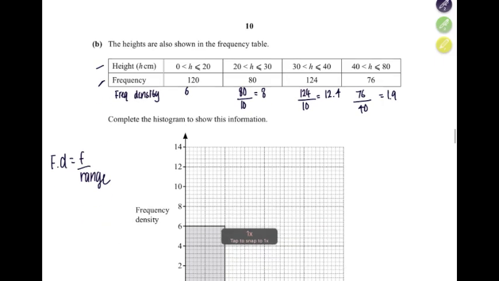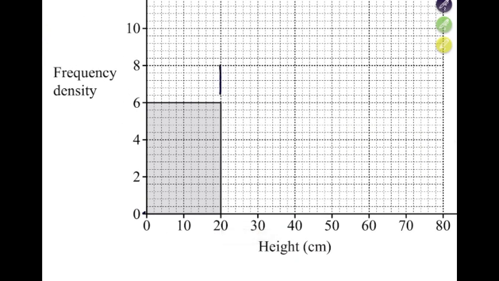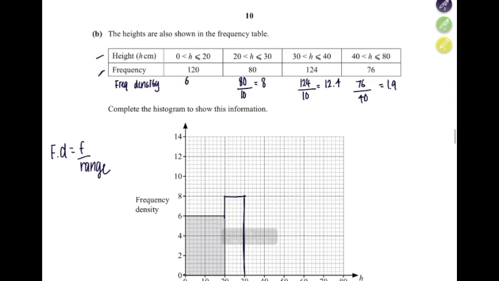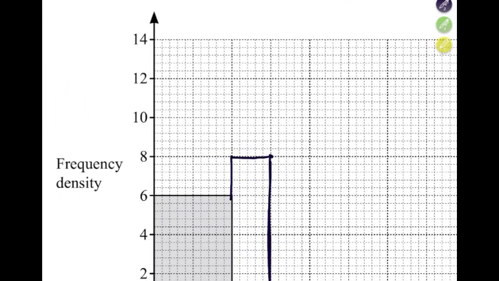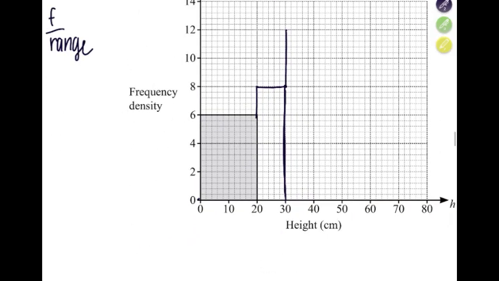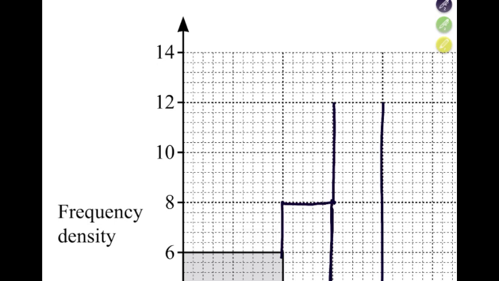Now let's try to plot our graph. 20 to 30 is 8, as mentioned here. This is easy. This is 8. Then we have 30 to 40 is 12.4. So here, 30 to 40. Draw straight lines. 30 to 40. Use a sharp pencil. Here.